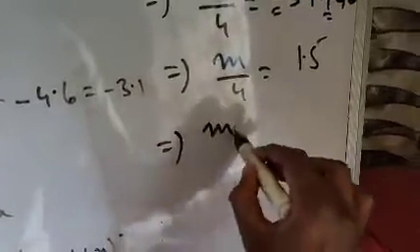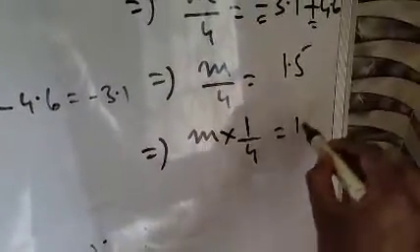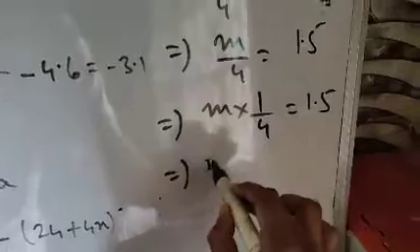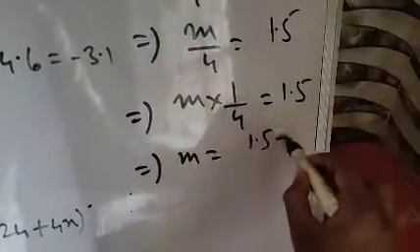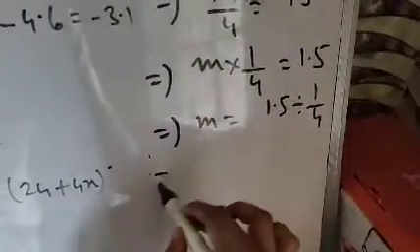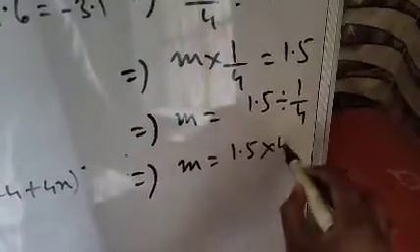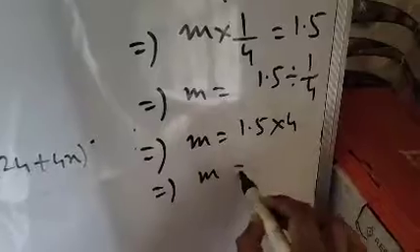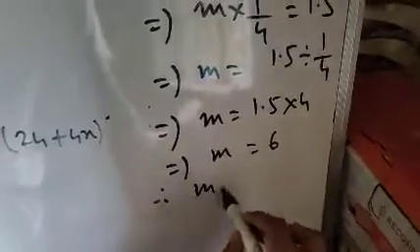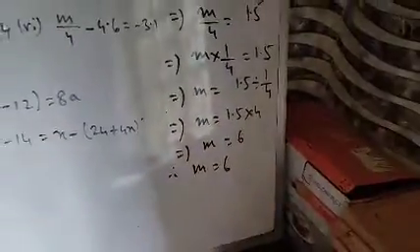Now m by 4 can be written as m into 1 by 4. Transferring 1 by 4 to the other side, converting from division sign to multiplication sign, the answer is 6.